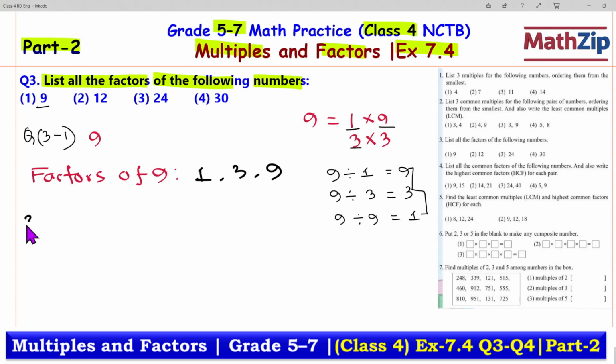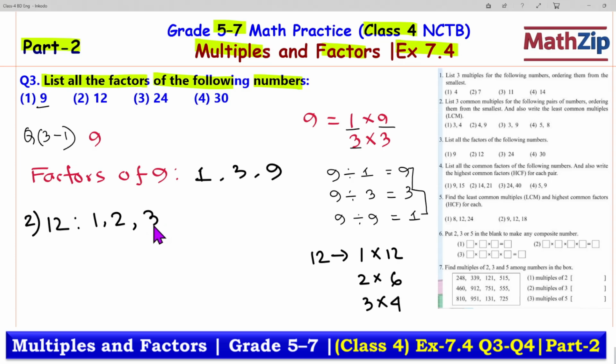Number 2, 12. 12 is a similar thing. We can write 1 times 12, 2 times 6, 3 times 4 and 4 times 3, complete. So factors of 12 are 1, 2, 3, 4, 6 and 12. Very simple. Number 3, 24.